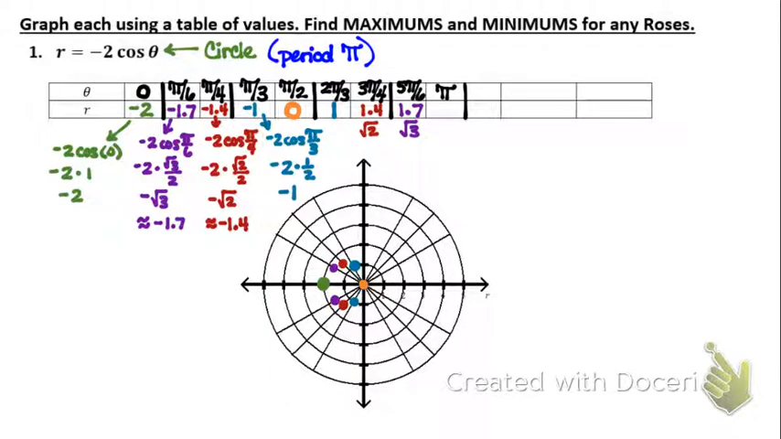What's cosine of pi? Negative 1. So I have negative 2 times negative 1, so my output would be 2, which lands me right on top of that first point that I plotted. Because remember, my first point was 0 radians, but negative 2. When I get around to pi, positive 2, same spot. So here's my circle.